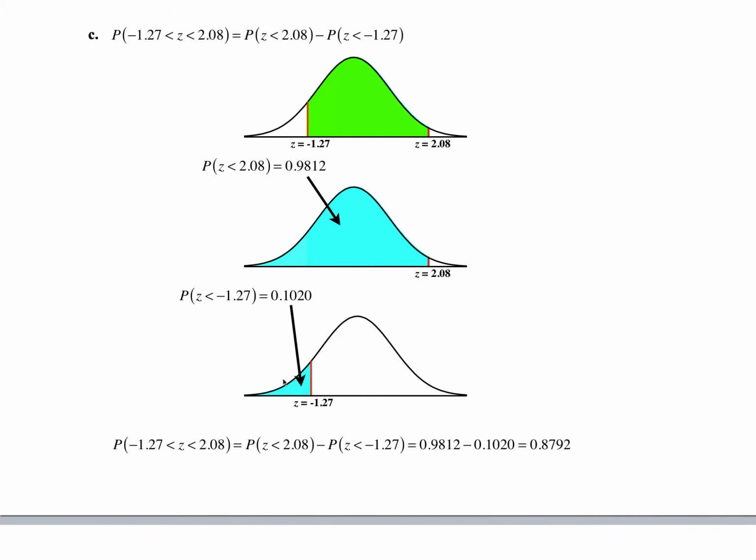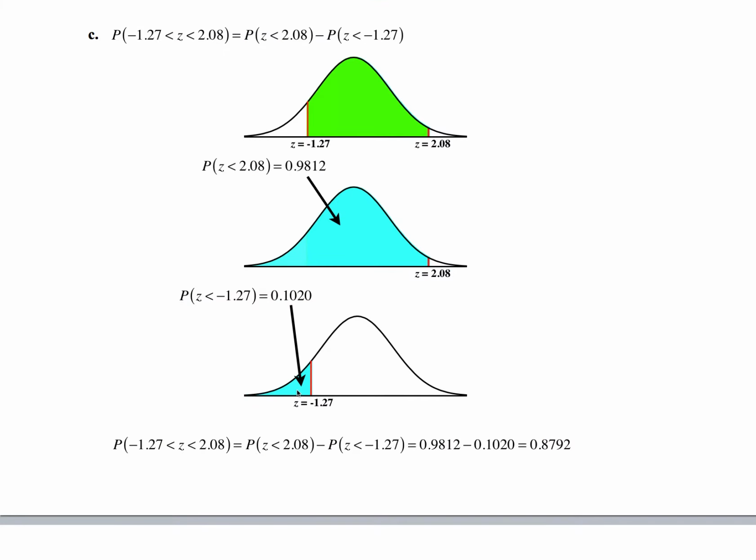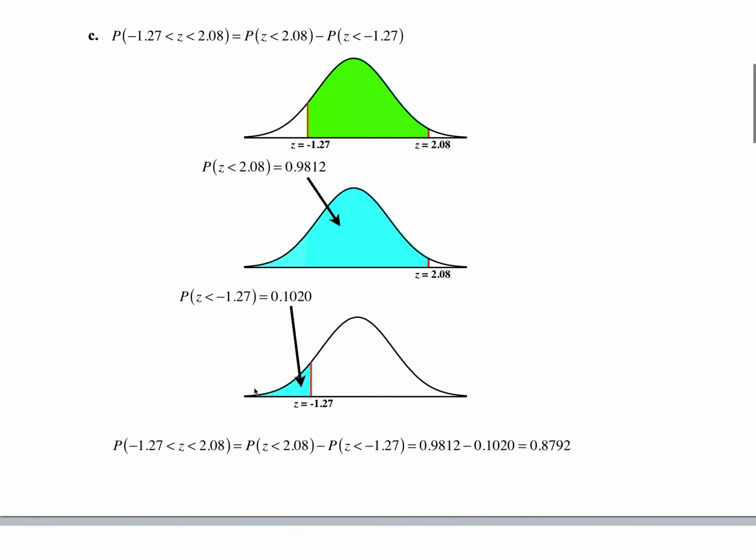Then we need to find this smaller area to the left of negative 1.27. So we go to the negative z-scores. Down this left column again is negative 1.2, and for the second digit, the hundredths digit, we go to this column, 0.07, and where those intersect is an area of 0.1020. So that is this smaller blue area to the left of negative 1.27. So I subtract that smaller area from the larger, and I have 0.8792. So that's the answer to part C.